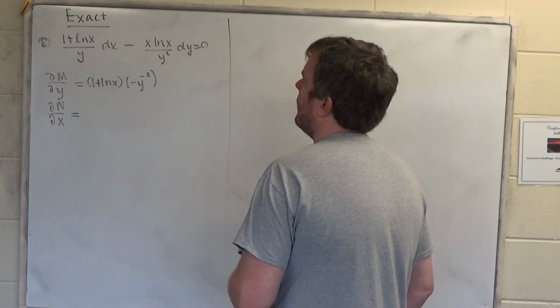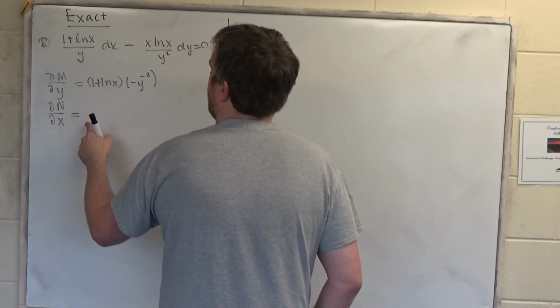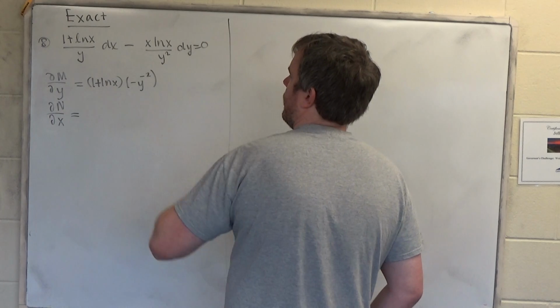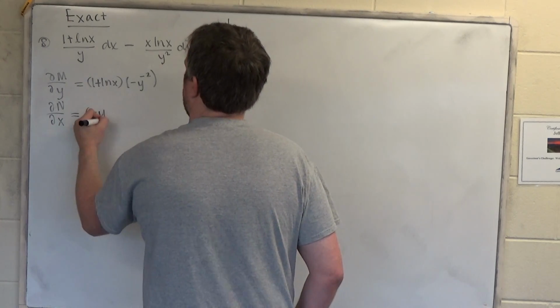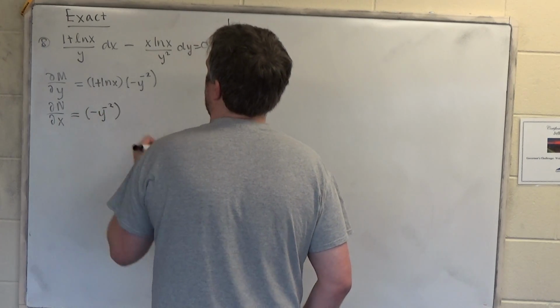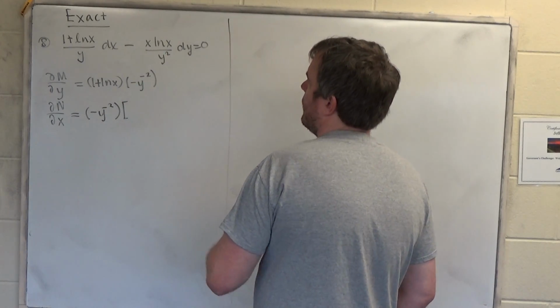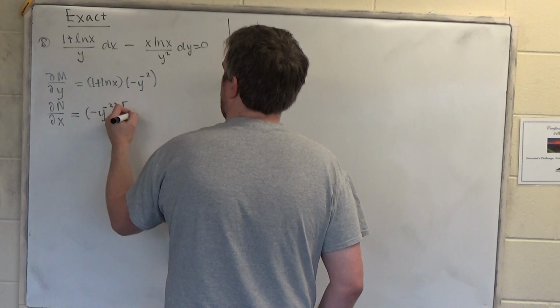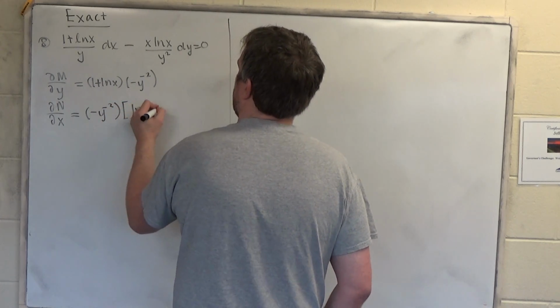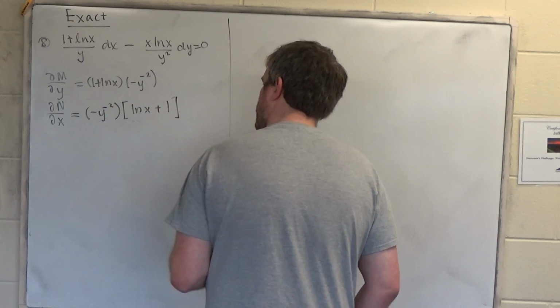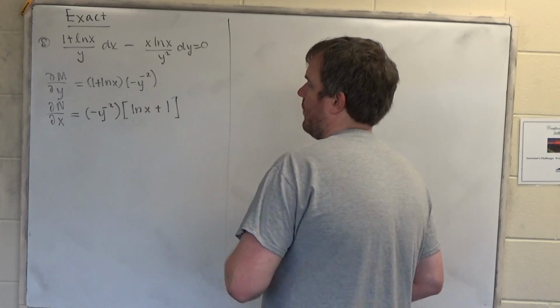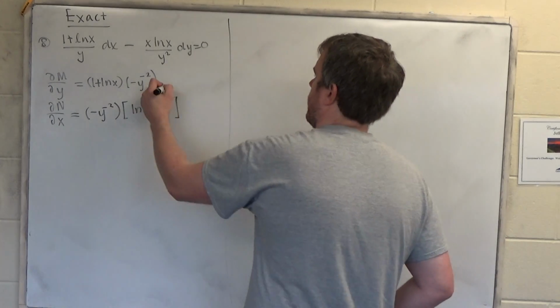dn dx, well, notice I have a minus in there. That's actually going to come out front. I'm going to rewrite it as negative y to the negative 2. And then I get to do the product rule on the inside. Taking the derivative of x yields 1, so I get log x plus x over x, which is 1. And notice that these terms are the same, so it is exact.